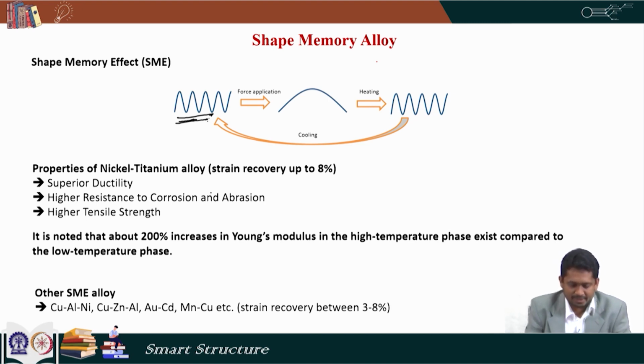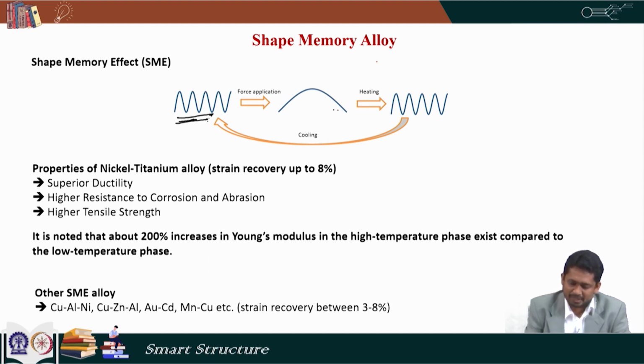Now, nickel titanium alloy is one of the most widely used shape memory alloys. These alloys can recover up to almost about 8% strain. So, if the amount of strain is about 8%, it can be recovered by heating. This material shows super ductility, they have higher resistance to corrosion and abrasion, and they have higher tensile strength.